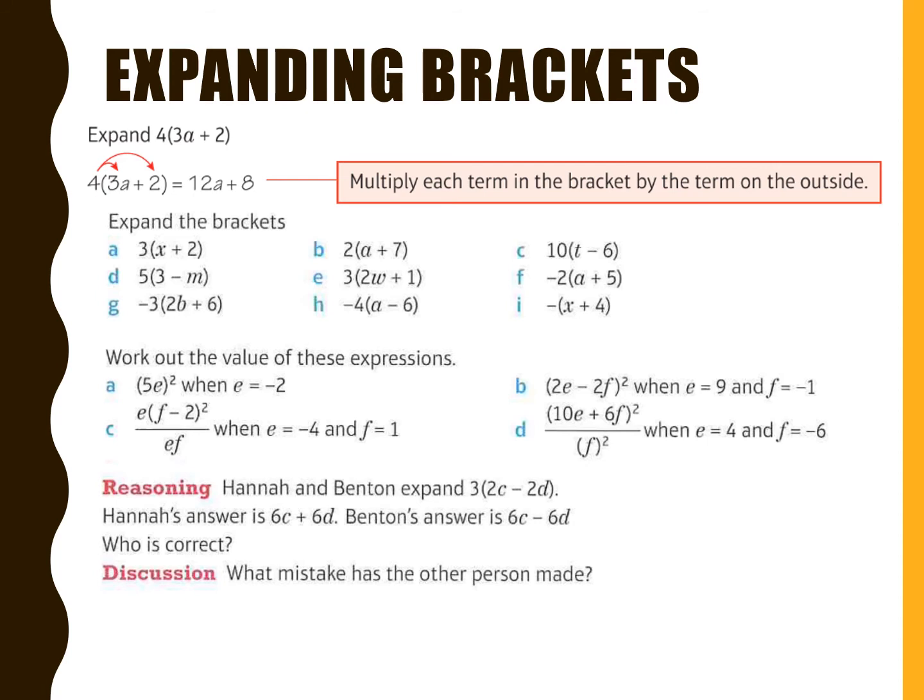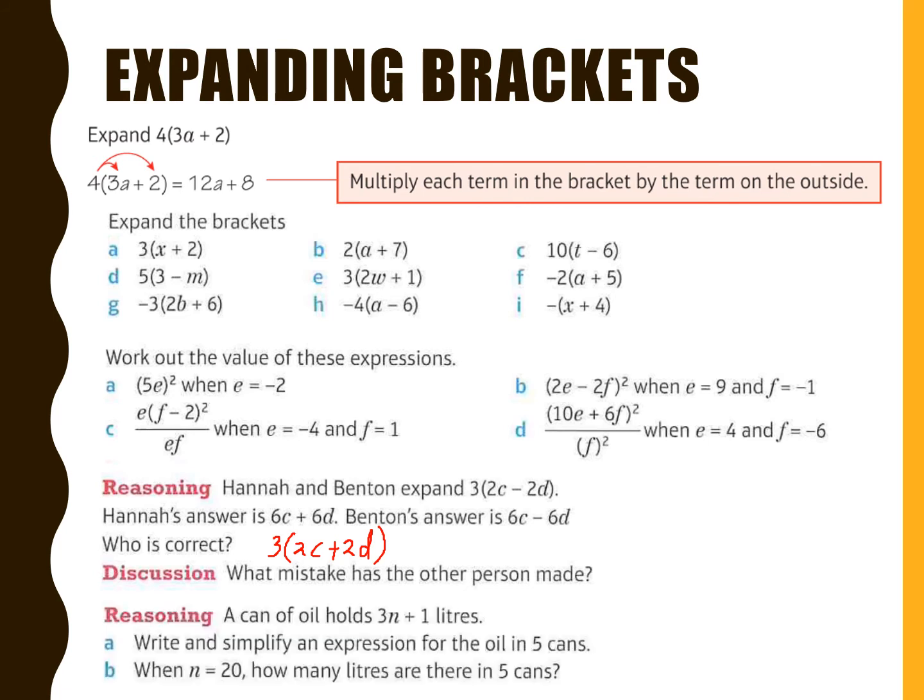You go, okay, well, the way I would answer it, with Benton's answer, if you factorize 6c minus 6d, you do get 3 in brackets 2c minus 2d. But with Hannah's answer, if you factorize this, you end up getting 3 in brackets 2c plus 2d, which is not the same as 3 in brackets 2c minus 2d. Can you see how you've just proven to the examiner you know what you're talking about?